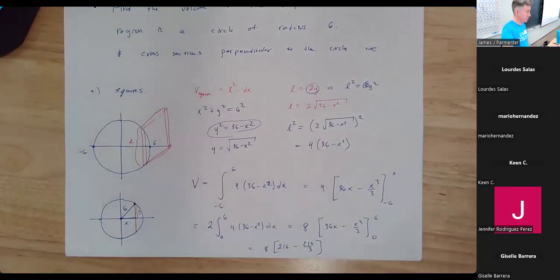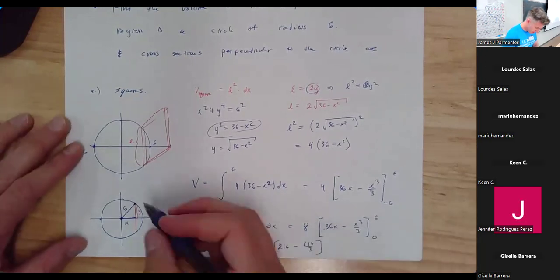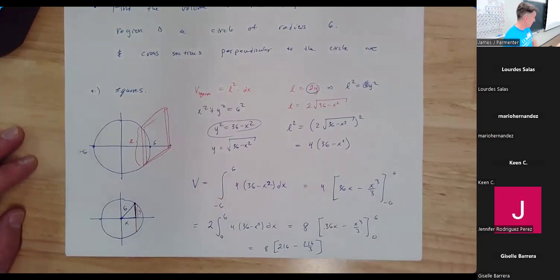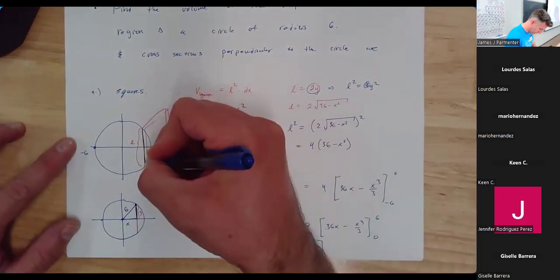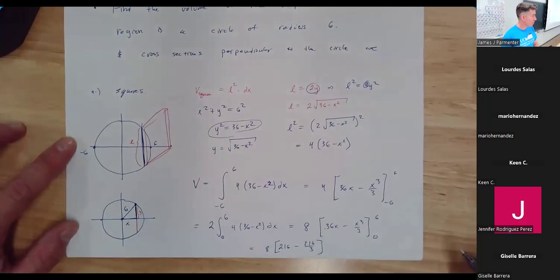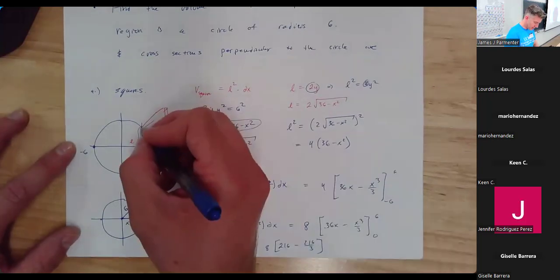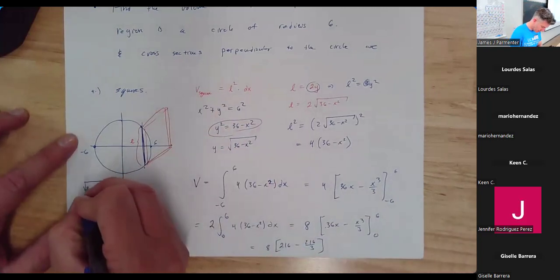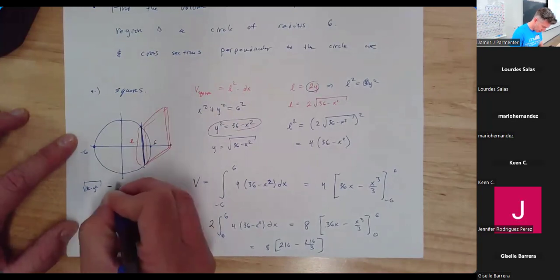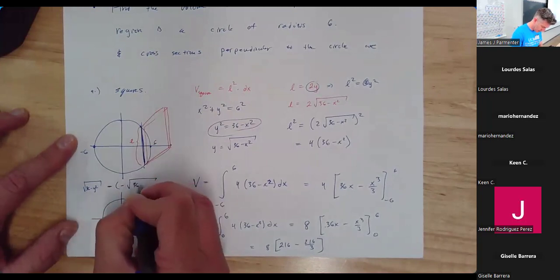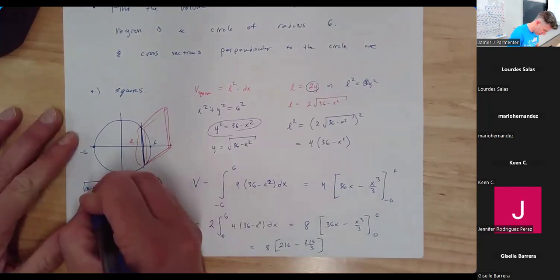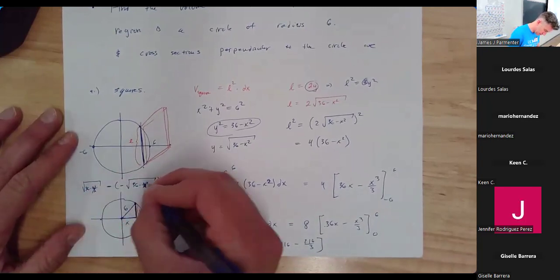Okay, question. Well, because this part right here, that's the value of y, but this length here is twice that. Or if you prefer, you could say it's the top function minus the bottom function. And the top function is the square root of 36 minus x squared. And the bottom function is negative square root of 36 minus x squared. And when you subtract them, you get 2 times the square root of 36 minus x squared. That's terrible, James. I should be ashamed of that.